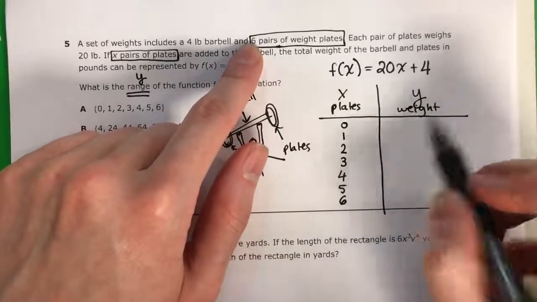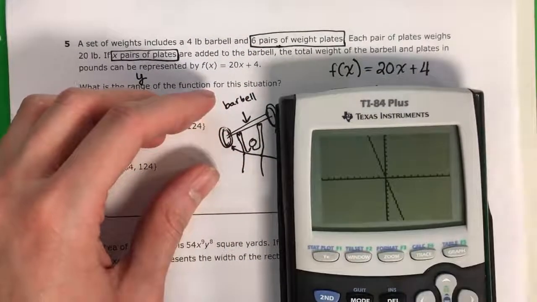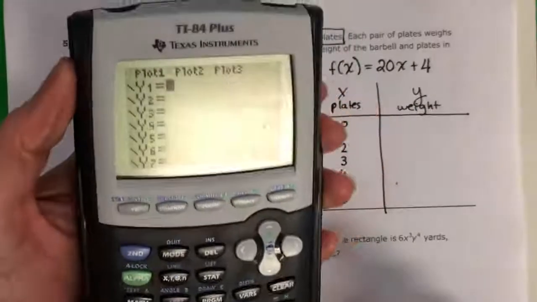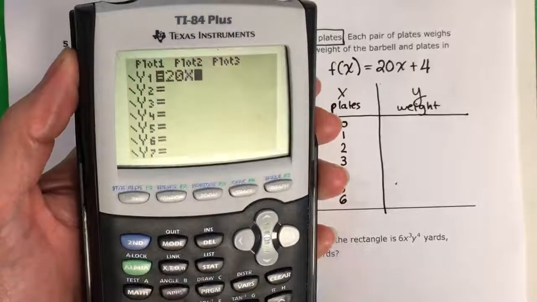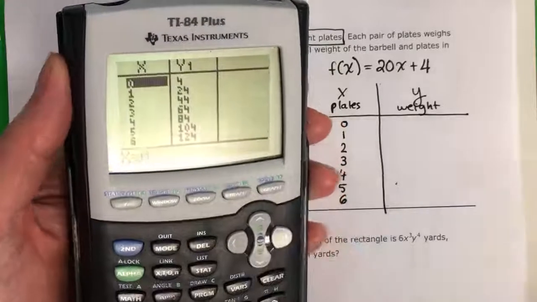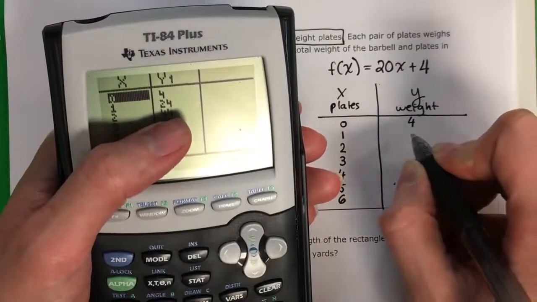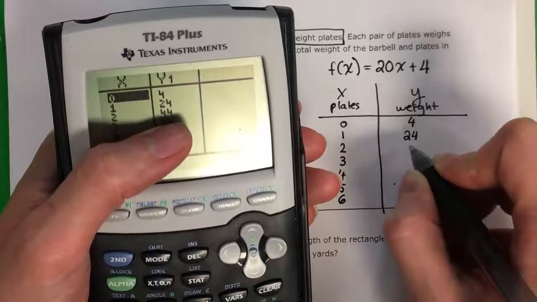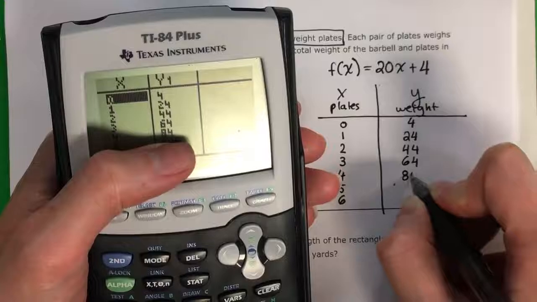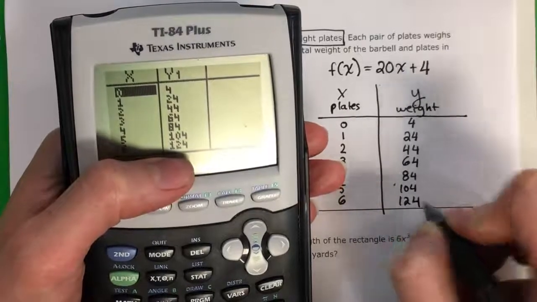Now let's find the weights, and we can do that with the calculator. So push Y equals, clear, put 20x plus 4, go to the table, second graph, and let's go ahead and put the pairs next to it. So for 0 it's 4, 1 it's 24, 2 is 44, then 64, 84, 104, and 124.